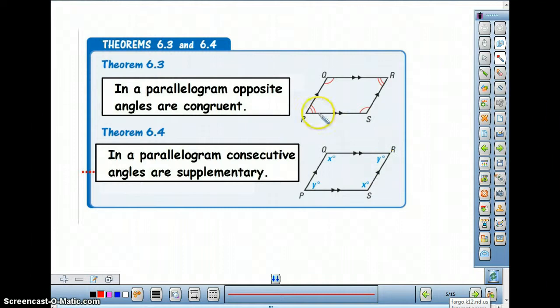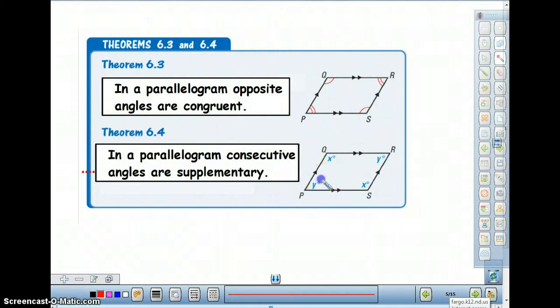Okay, opposite angles are also going to be congruent. So in this case, Q is going to be congruent to S, and angle P is going to be congruent to angle R. Okay, and finally our last property is that our consecutive angles, so angles that are next to each other, are going to be supplementary.